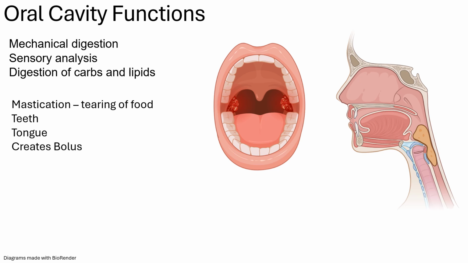Saliva lubricates the food, which is now compacted into a ball called a bolus. And saliva lubricates that bolus, preventing dryness during swallowing.